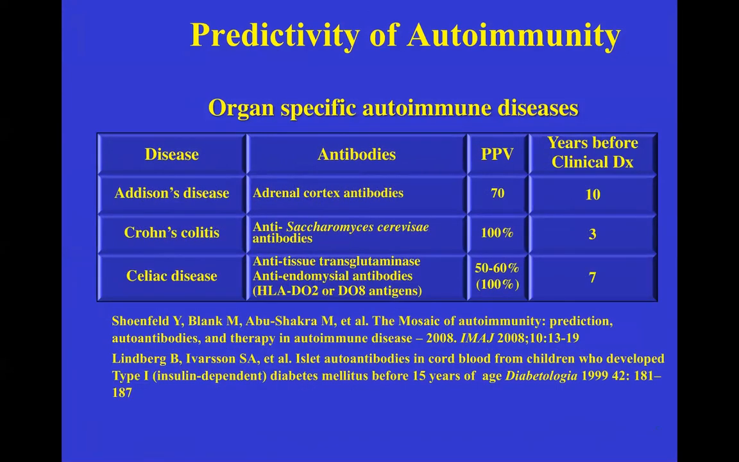If you have antibodies to Saccharomyces cerevisiae, which, by the way, they have homology with Saccharomyces boulardii. So if you're supplementing with Saccharomyces boulardii, you better make sure they don't have Saccharomyces cerevisiae antibodies, because it's 100% positive predictive value in 3 years. They're getting Crohn's.